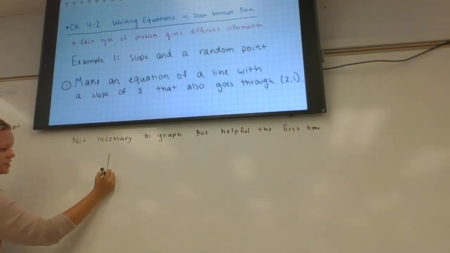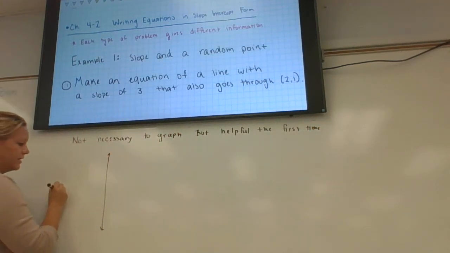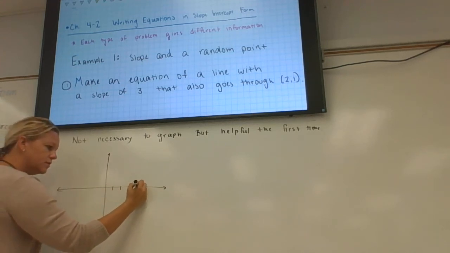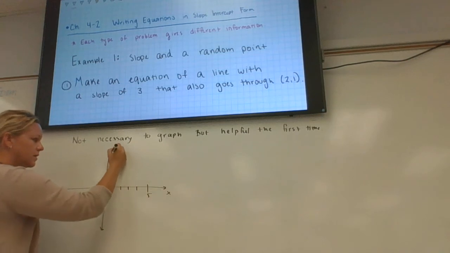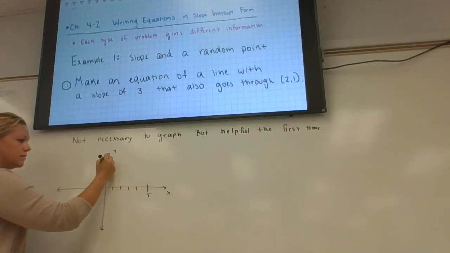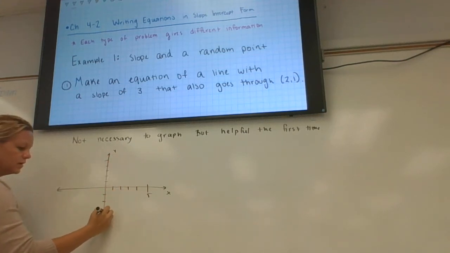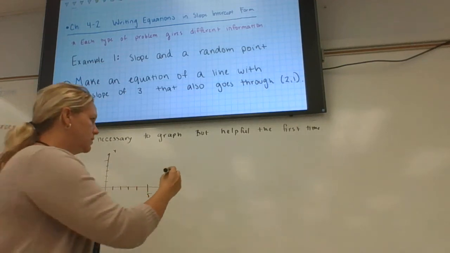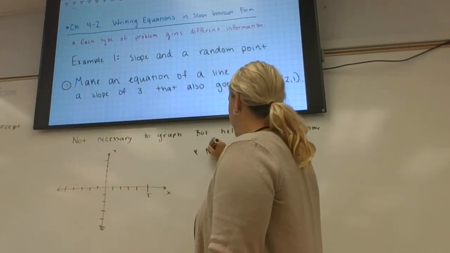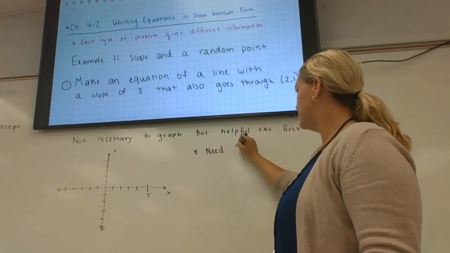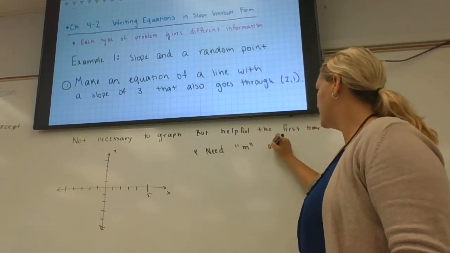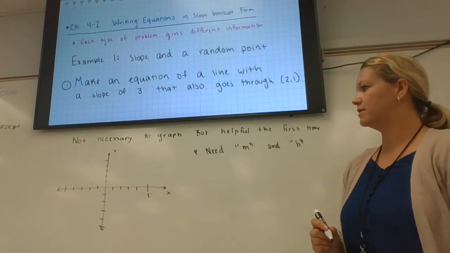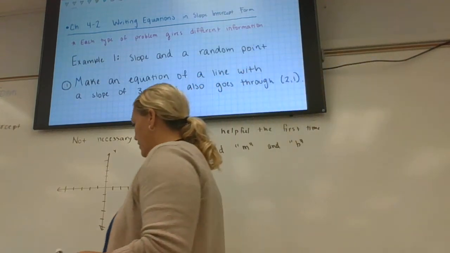So I'll draw a picture. It's up to you if you want to. You can look at mine. Try to do a good job. 1, 2, 3, 4, 5. 1, 2, 3, 4, 5. Okay, so to write any equation, we need the m value and we need the b value. We need the slope and the y-intercept. So that's what we're trying to figure out.